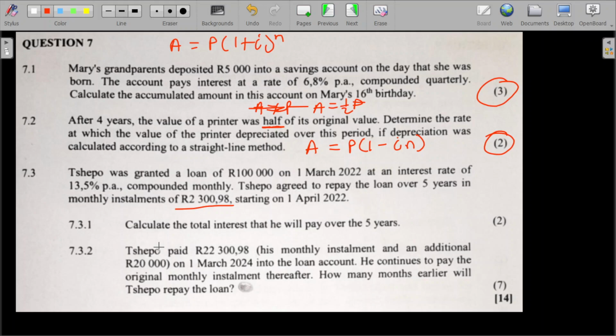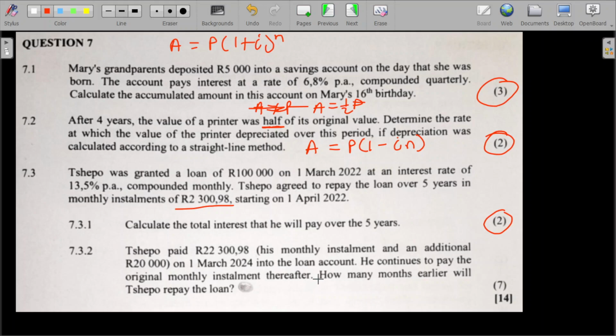And then calculate the total interest that will be paid over the period of 5 years, meaning here calculating an interest, which I strongly believe people will get these 2 marks. And yeah, that's where some things are going to happen here.